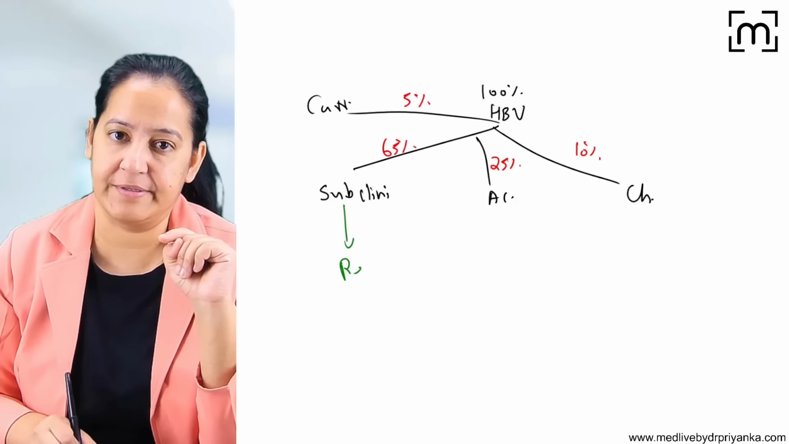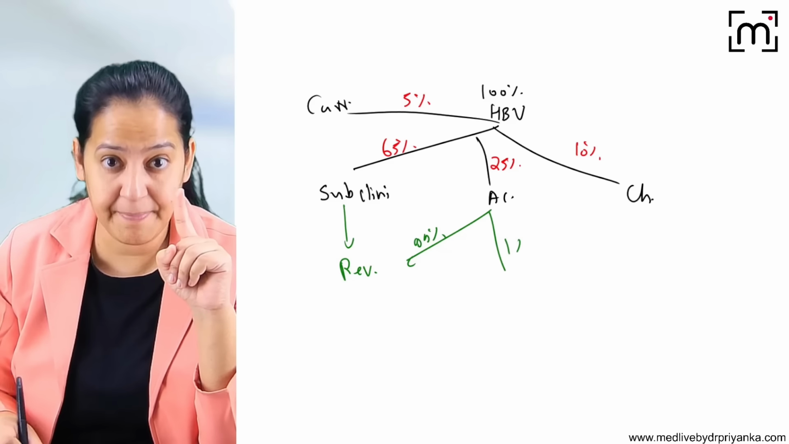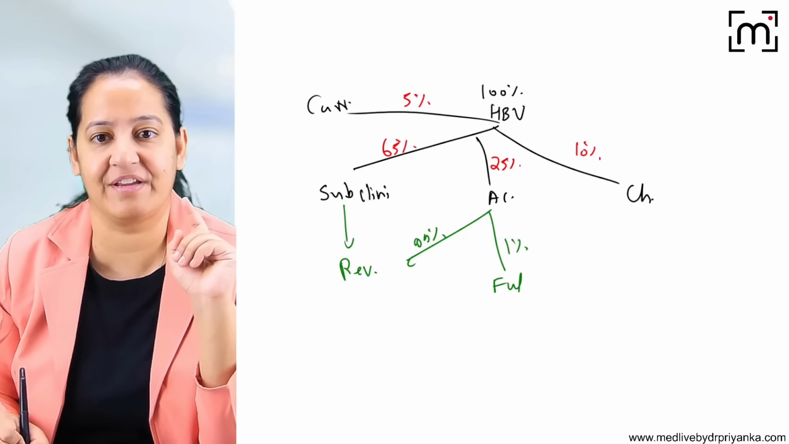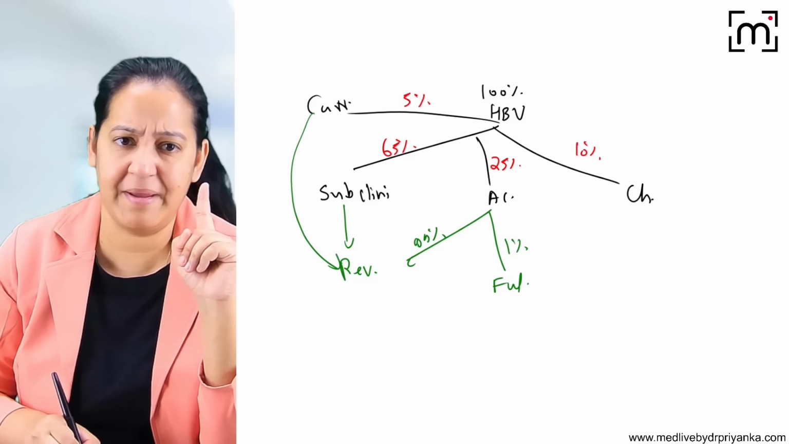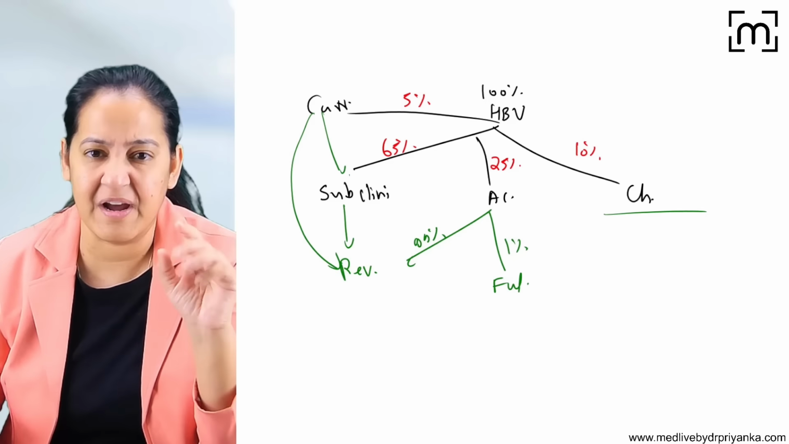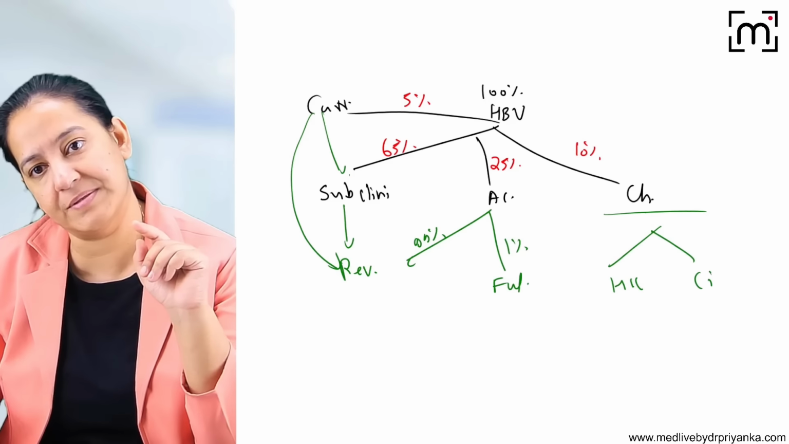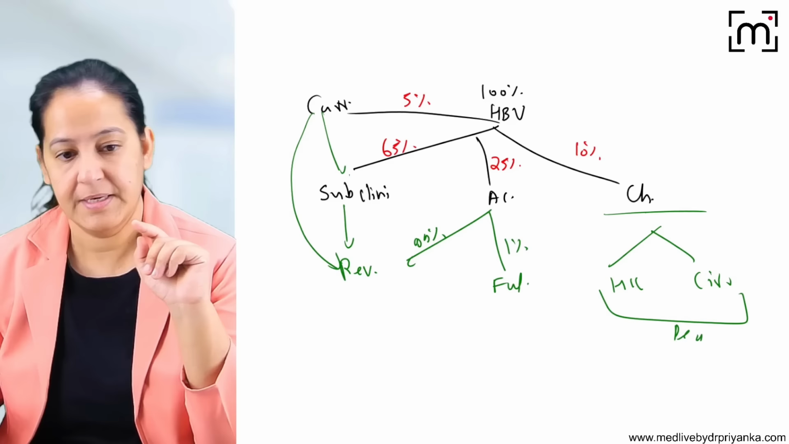Subclinical 100% recover. Acute 99% recover. Okay. 1% convert into fulminant. That is the fate. Carrier always remain either subclinical or they recover or they remain as carrier only. But chronic never recover. Hardly 1 or 2% recover. But either they convert into HCC or they convert into cirrhosis and the ultimate fate is death. So that is the chronic.